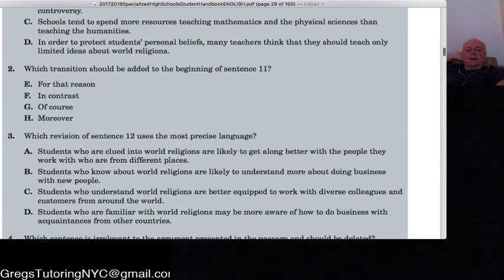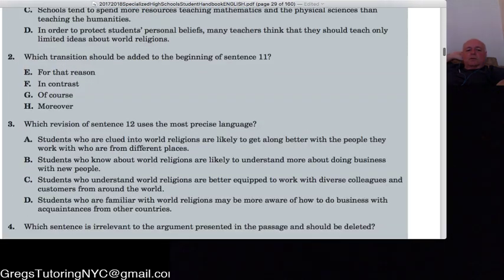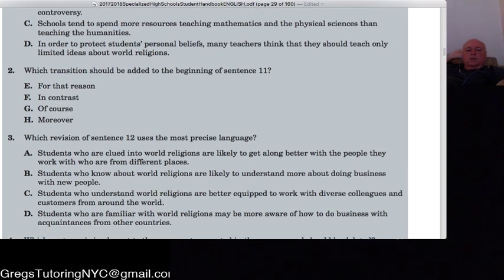No, it's not. Yuck. Okay, so, well, let me get through this. Students who understand religions are better equipped to work with diverse colleagues and customers from around the world. That is freaking beautiful. I'm going to cry. Okay? That's freaking beautiful. Okay? So C wins for sure.